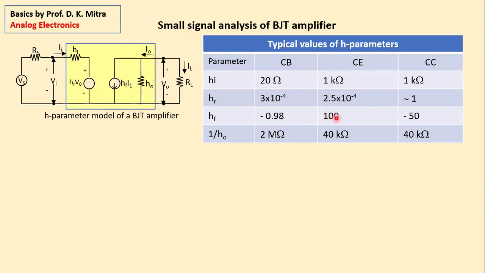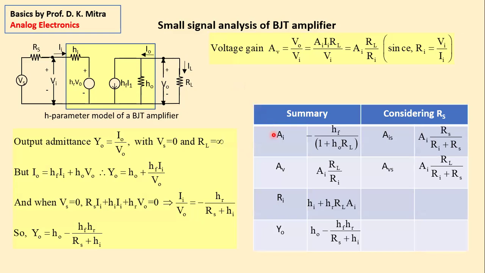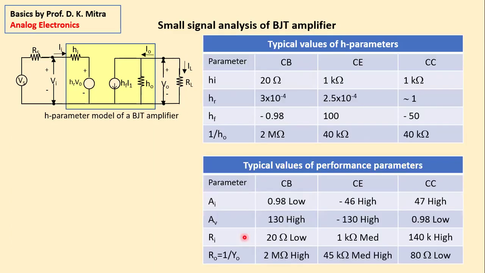For your practical use, you should see the transistor manual and find out the values for the transistor that you have picked up. And 1 upon HO is always very high, 2 meg ohm or 40 kilo ohm in common emitter mode, and common collector mode is also 40 kilo ohm, right? Now, from the values in that table, you can find out the voltage gain, current gain, input resistance, and output conductance. That table is like this. This throws some light for you.